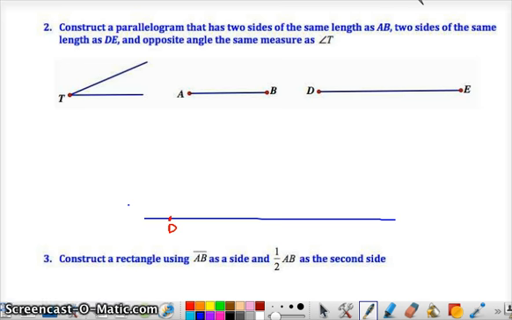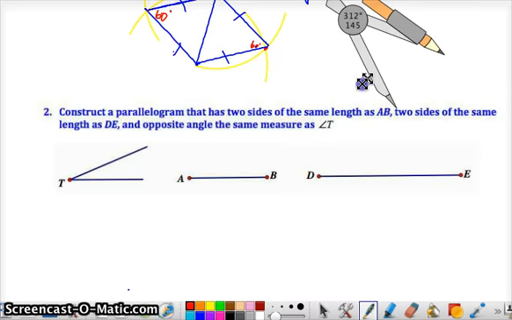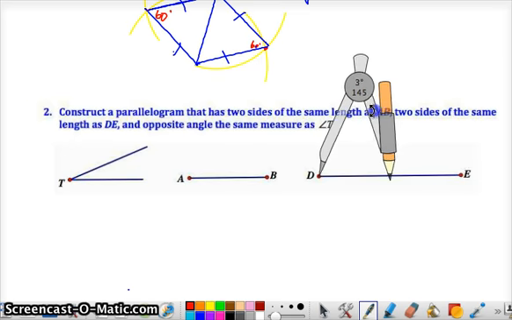Number 2, construct a parallelogram that has two sides the same length as AB and two sides the same length as DE. And the opposite angle needs to be the measure of angle T. Same as measure of angle T. So I'm starting with the longest length because this is the way my paper is. I'm going to make my DE go this way on bottom and top, and then AB will be right and left. So the first thing I need to do is take my compass and measure the length of DE.